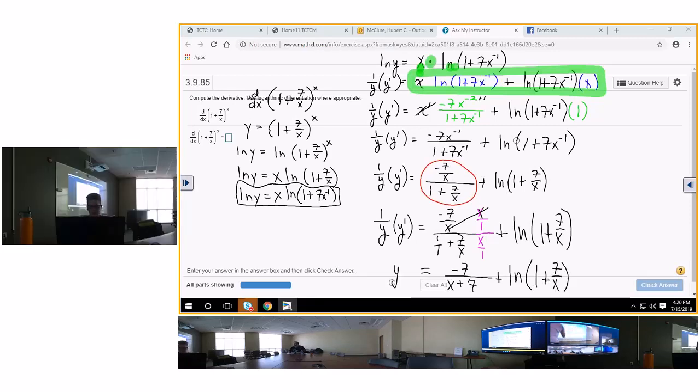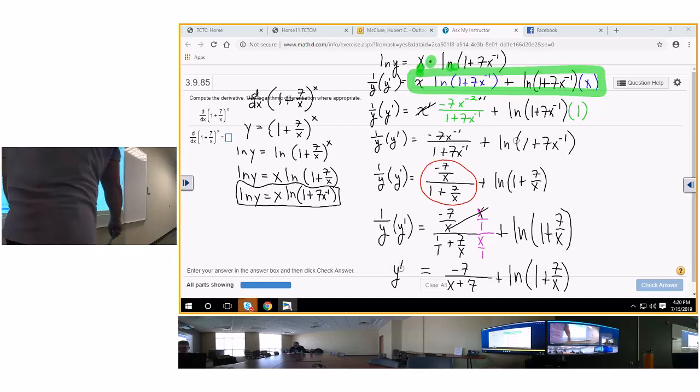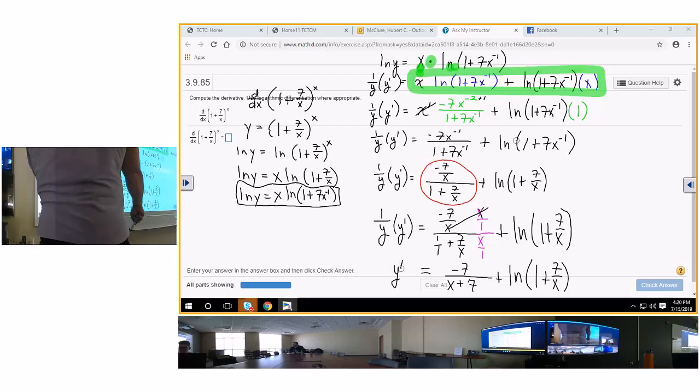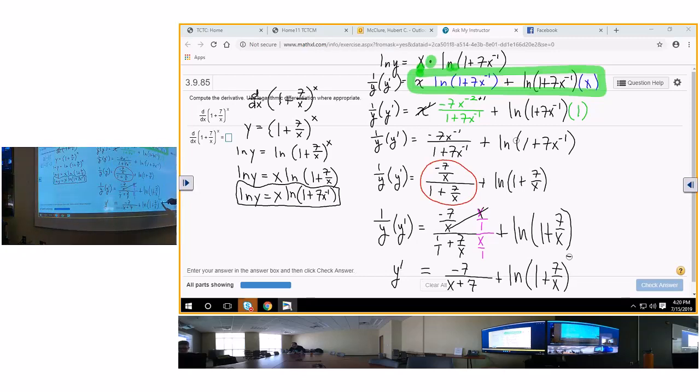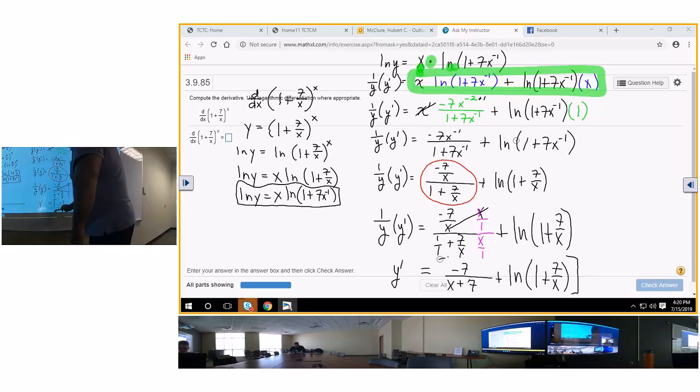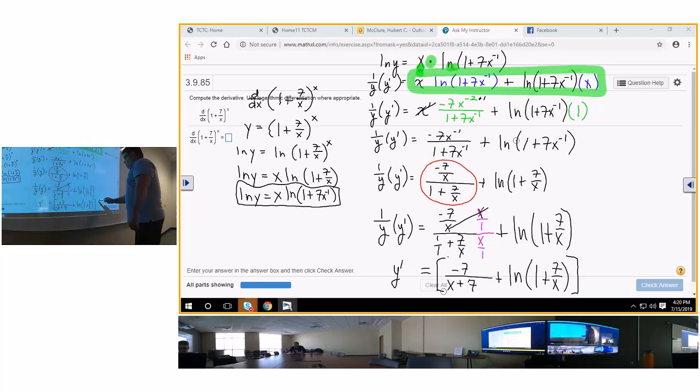Y prime? Somebody tell me what y is. Y is equal to what? 1 plus 7. So I'm going to put brackets right here, and I'm going to put out here 1 plus 7 over x, to the x power.